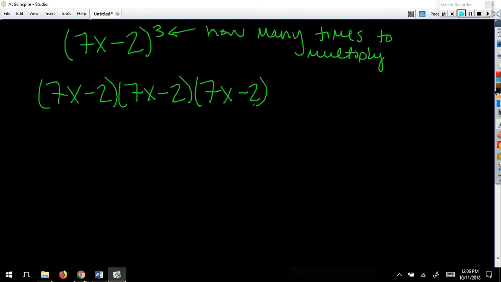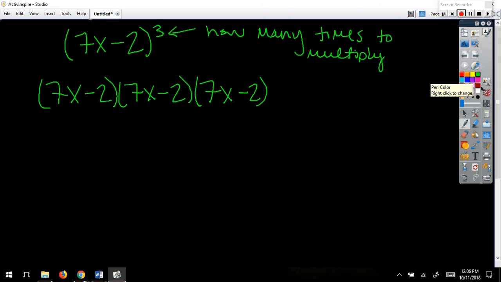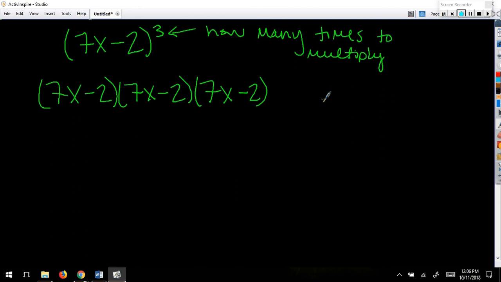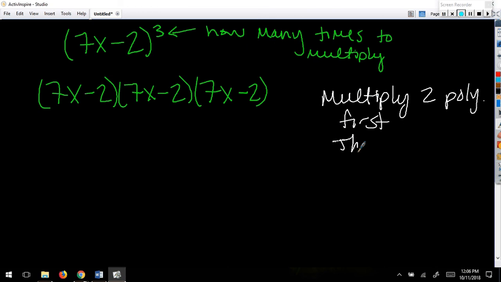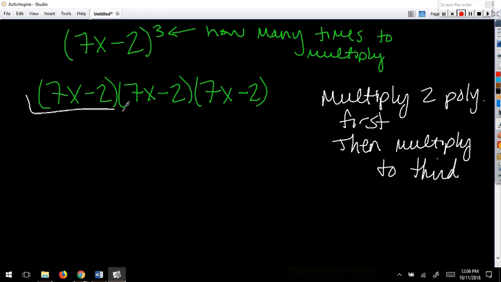Now, when you have more than two polynomials being multiplied together, you never, ever, ever multiply more than 2 at a time, okay? So what you want to do is multiply 2 first, and then multiply to the third. So let me show you what I mean. I'm going to look at just these two first, okay?